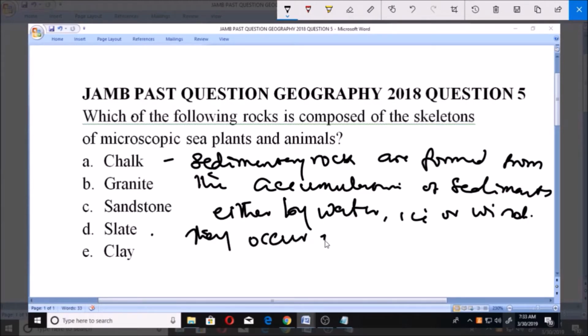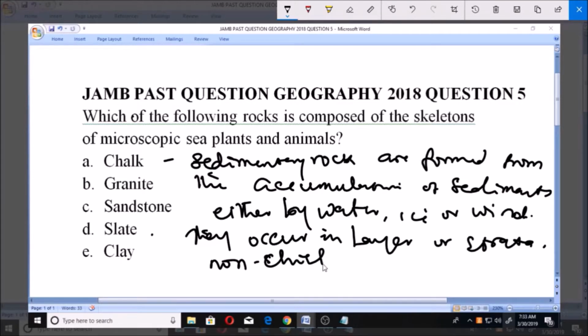Sedimentary rocks occur in layers, and you can also call this layer strata. They are all non-crystalline. Sedimentary rocks are non-crystalline. And they seldom contain fossils.